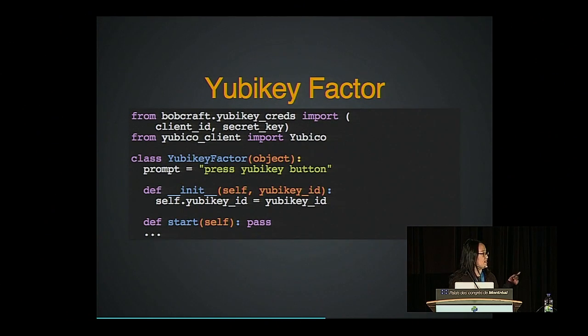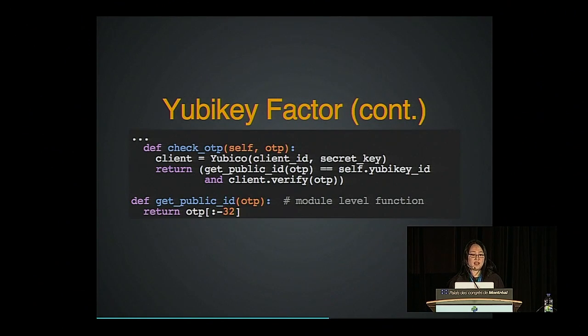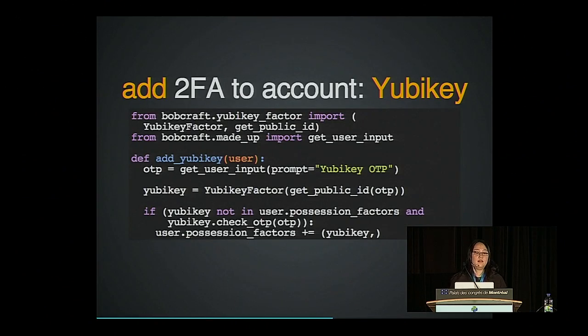Like the TOTP, the start function does nothing because there's no setup. The check OTP code then just does what the diagram described. It validates the OTP, and the client validates the signature. It extracts the Yubikey ID, checks it against the stored ID. Again, this is a simplified implementation, does not take into account API failures and what happens if there are signature failures. When adding a Yubikey, Alice needs to provide the OTP, and if the factor with that particular Yubikey ID hasn't been configured already, and the OTP validates, then Bob can add that Yubikey ID as a factor for her account.